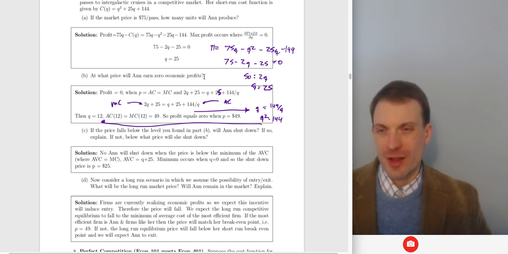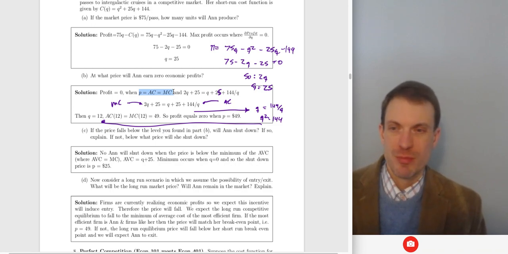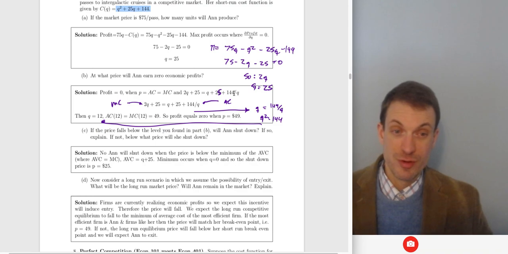What price will Ann earn 0 economic profits? So where's profit going to be equal to 0? Well, there's a couple different ways to do this. One thing is recognizing that a 0 economic profit point, the break-even point, is where marginal cost is equal to average cost. So we have our marginal cost. It's 2q plus 25. That was just from the first derivative of our cost function. We have our average cost. That's just take our cost divided by q. So q squared divided by q is q. 25q divided by q is 25. 144 divided by q is 144 divided by q.